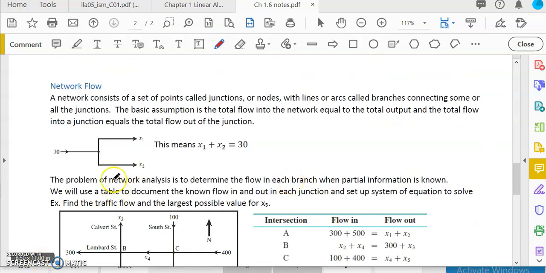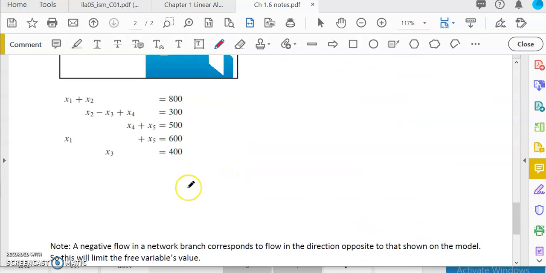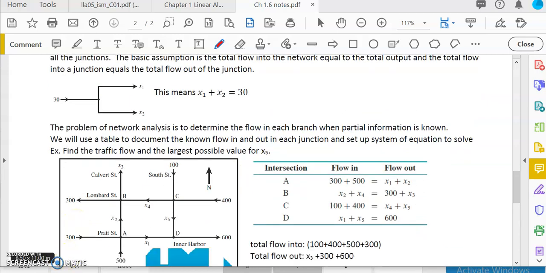And then in the next video, I'll talk about network flow, using a system of equations to solve network flow.